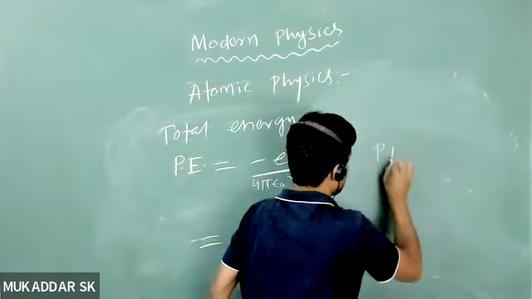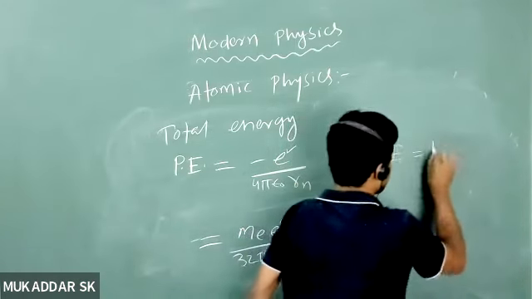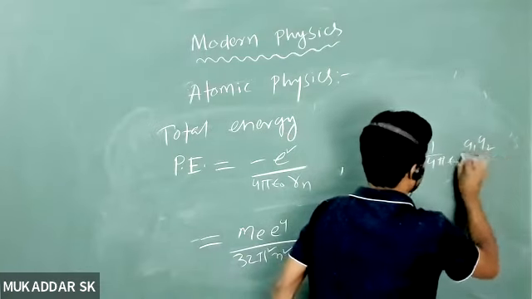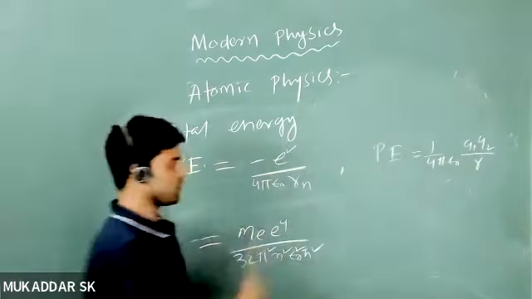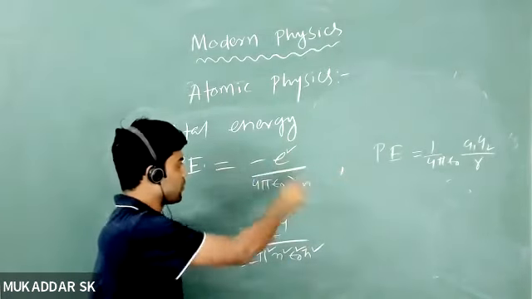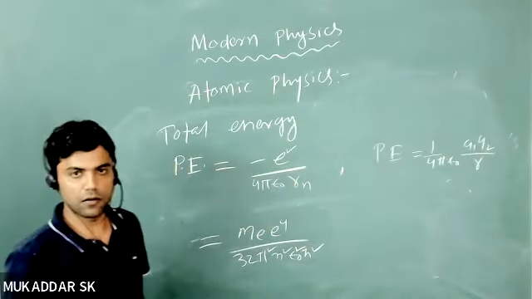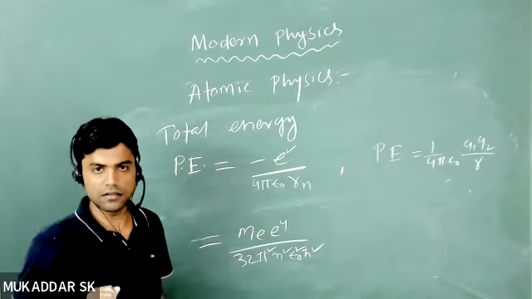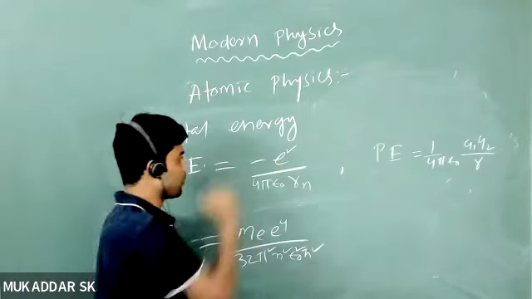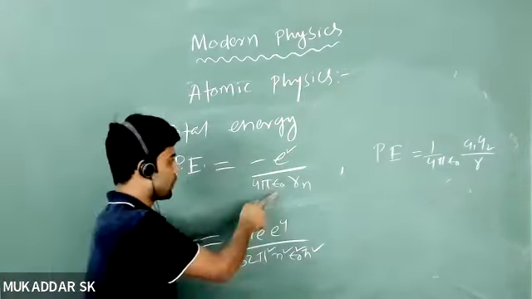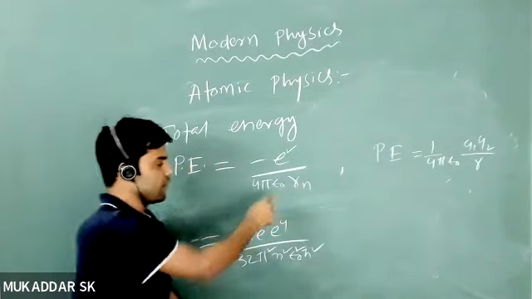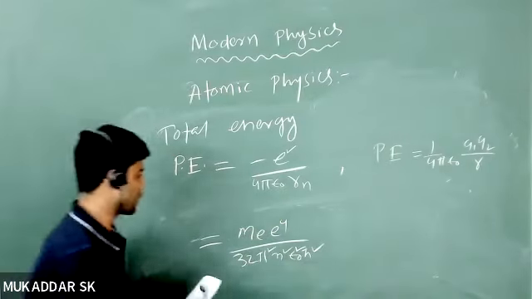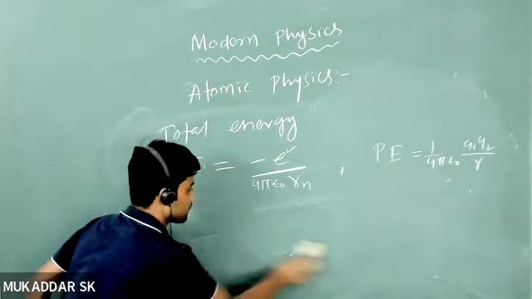The potential energy expression is 1 by 4 pi epsilon naught Q1 Q2 by R, right? So the charges Q1 and Q2 will be plus e and minus e, since the nucleus sitting at the center has a plus charge and the orbiting electron has a minus charge. So Q1 Q2 will be minus e square divided by 4 pi epsilon naught, and R is the radius of the nth orbit. Now substitute that Rn and check.